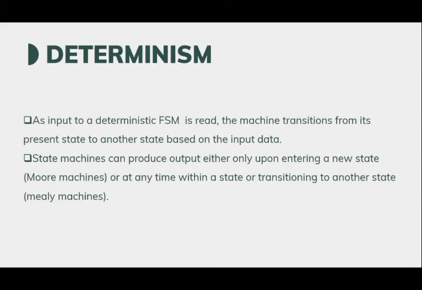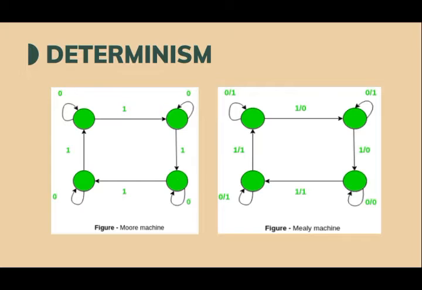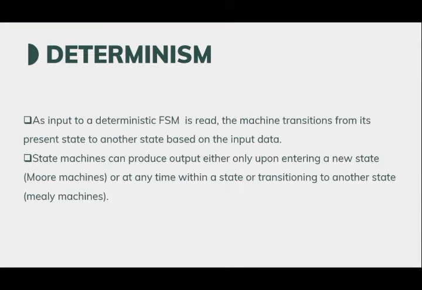As input to the deterministic FSM is read, the machine transitions from its present state to another state based on the input data. A state machine can produce outputs either only upon entering a new state, which is a Moore machine, or any time within a state or when transitioning to another state, which is a Mealy machine. This will be explained later. A Moore machine means it produces output only when it arrives at a new state.